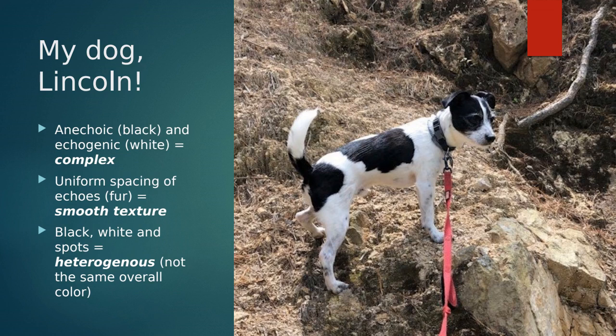He does have uniform spacing of his fur, right? If you look at his fur, it's very smooth, very close together, very similar, from his ears down to his tail, all the same texture. So he's going to have smooth texture. He is black, white, and spotted, so he's going to be considered heterogeneous, meaning he does not have the same shade of gray throughout. So that's my little guy Lincoln.